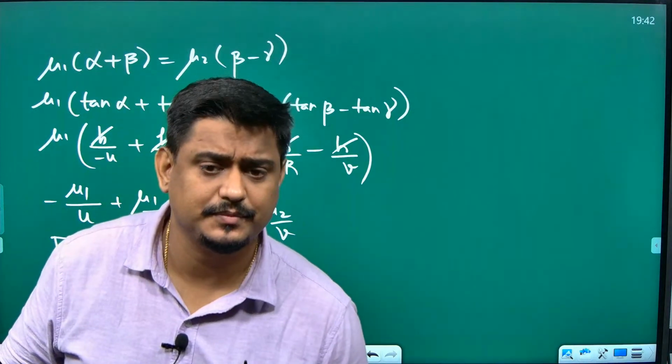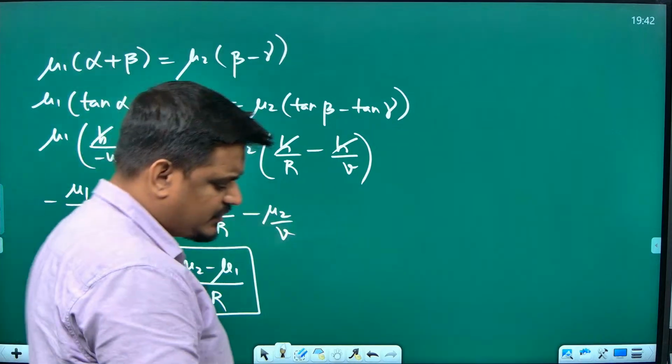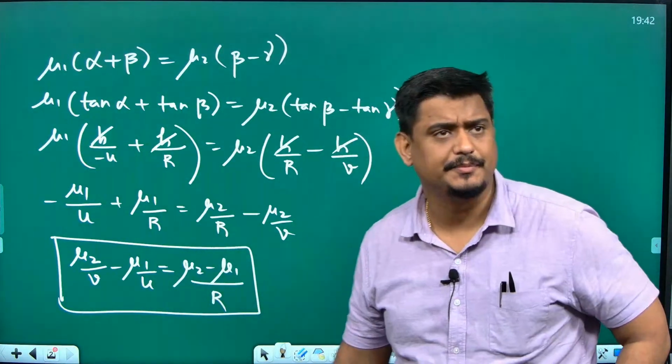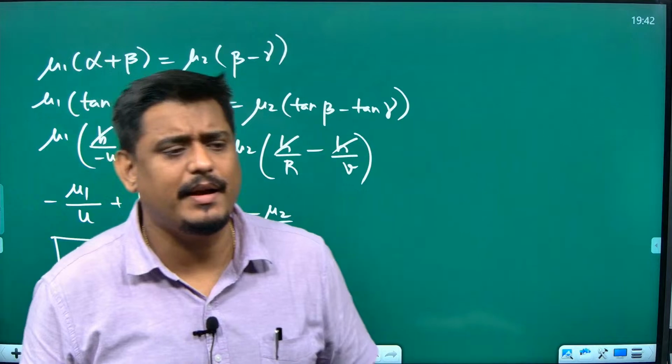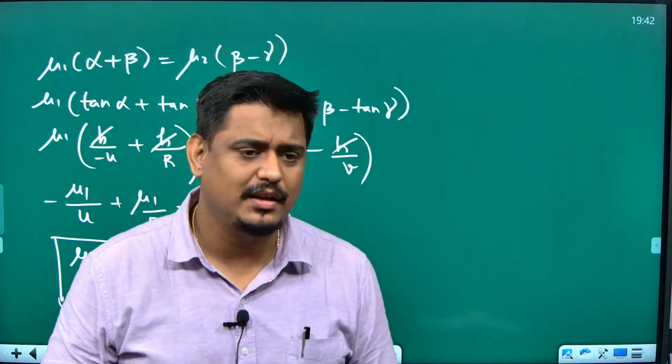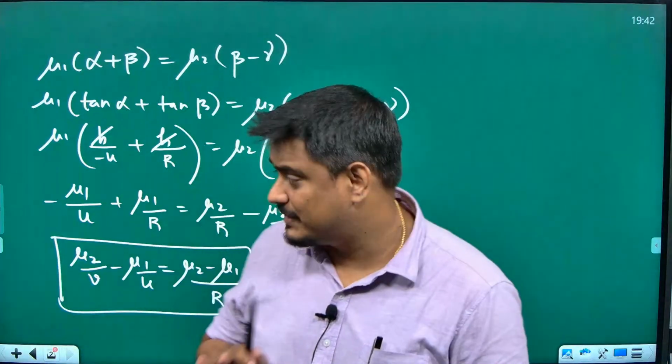Have you copied? Shall I give some questions then? I have some questions from this topic. First, we'll take some very simple questions. Shall we? All of you are done writing, right? So, mu2 by v minus mu1 by u is equal to mu2 minus mu1 by r. Remember that u, v and r should be with conventions. If you make a mistake there, you will not get the answer.